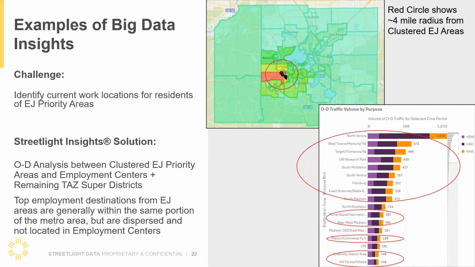However, the bulk of the jobs are not in the employment centers. They're actually spread out in more dispersed areas, which unfortunately makes it a lot harder to serve with transit. But at least, they are, generally speaking, still shorter trips.